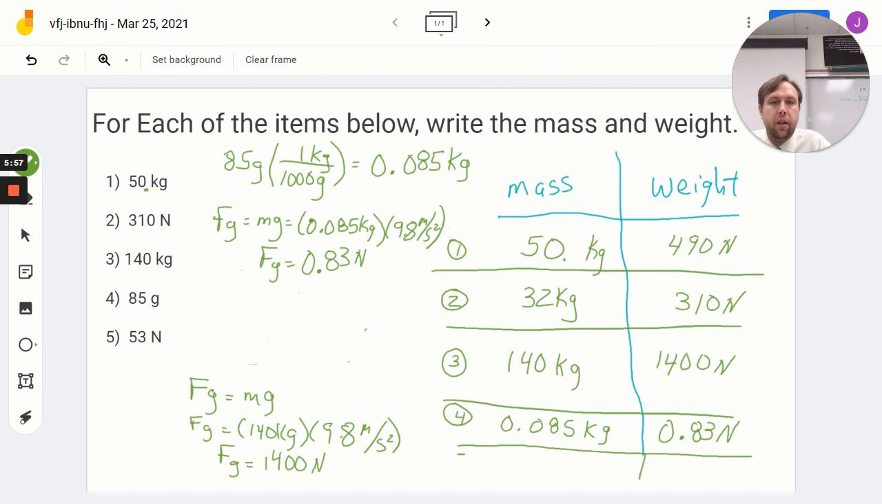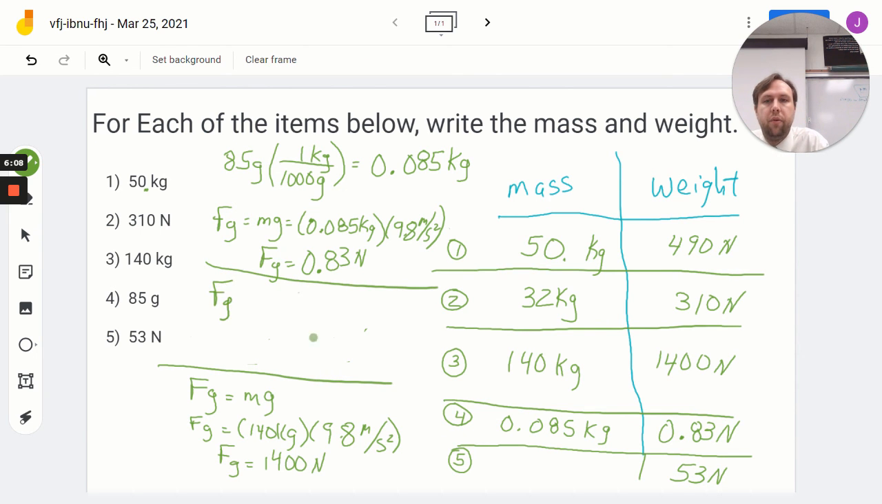Awesome. Number 5, that is the last one, 53 newtons. That is the weight, 53 newtons. And so if I wanted to get the mass, force of gravity equals mg, I'm going to put in 53 newtons equals the mass times 9.8 meters per second squared. So it becomes 53 newtons divided by 9.8. And that is 5.4 kilograms.